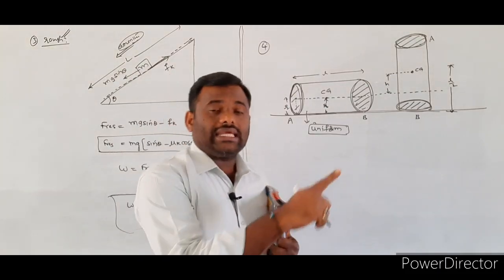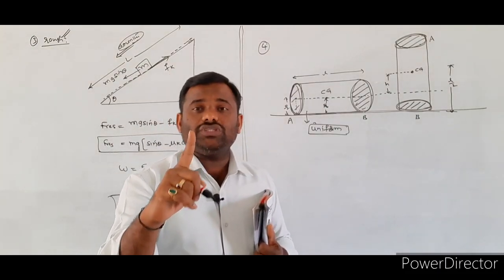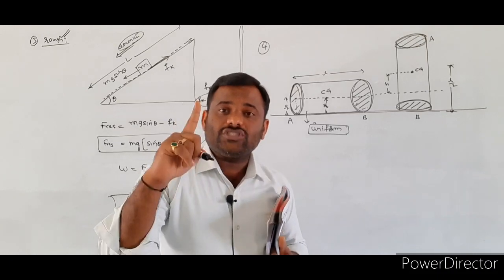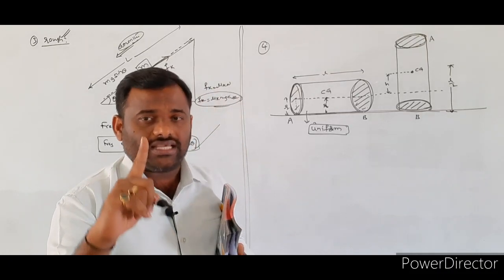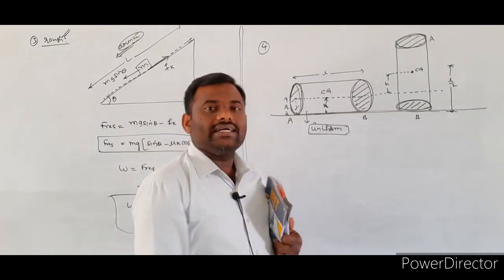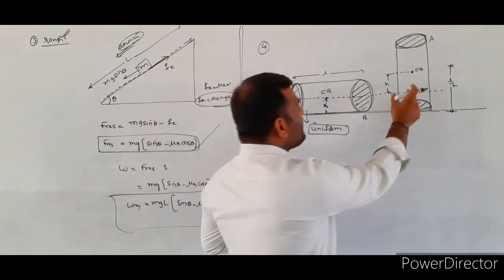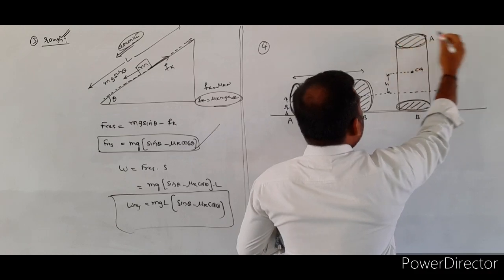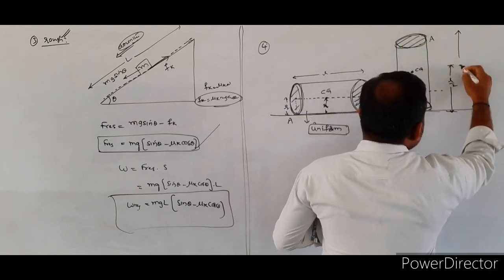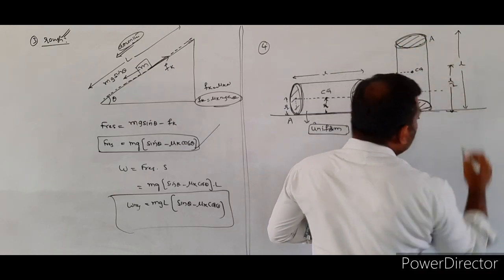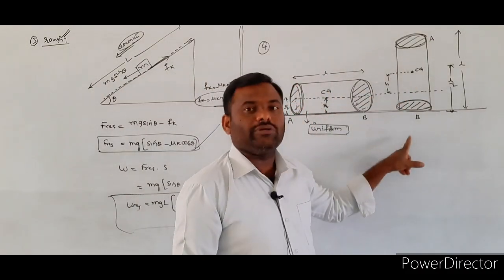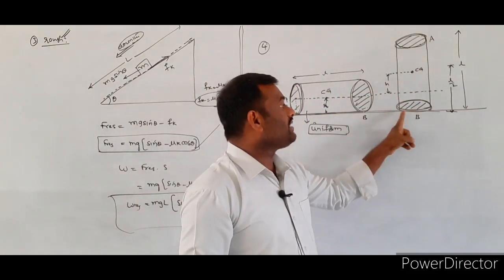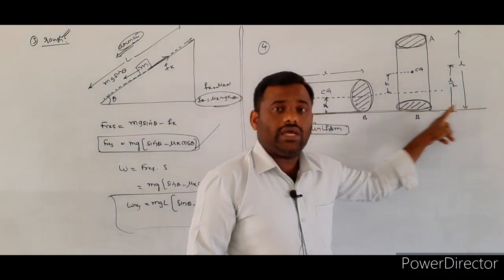Whenever we make it vertical, the center of gravity position will exist at its geometric center only. The center of gravity position does not change. If you look at this diagram, whenever you make the cylinder vertical, since its total length is equal to small l, in its vertical position the height of the center of gravity from the ground is equal to what?